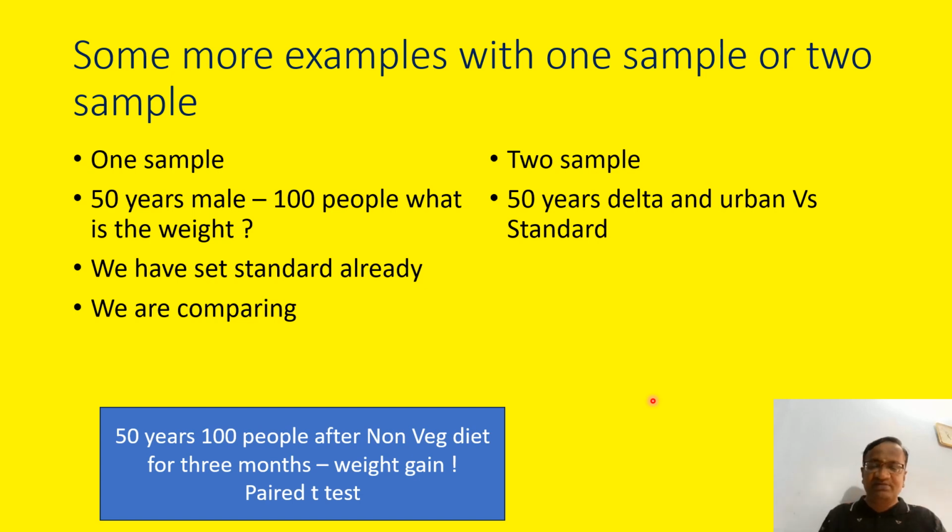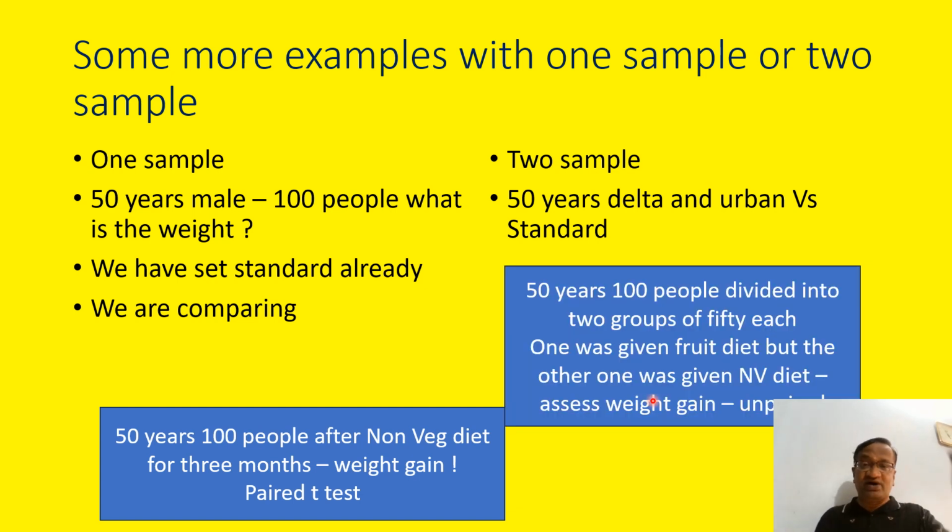Okay. Now the same 100 people, you are giving a high non-vegetarian diet of 5,000 calories, and after 3 months you see the weight gain. The same people, how much is the weight gain? The mean difference you calculate and put in the t-test distribution. You will get the value. Now you have the same 50-year-olds, 100 people, but divided into two groups of 50 each. One group was given a fruit diet and another group was given an NV diet. So assess weight gain.